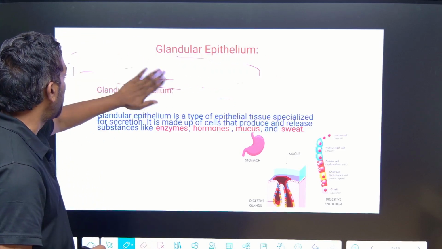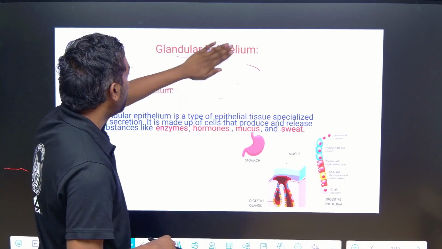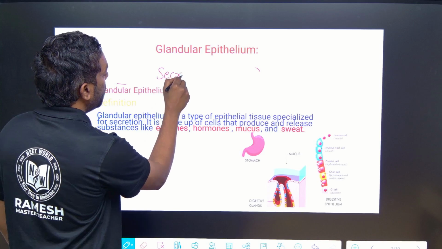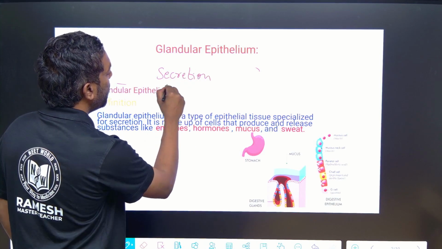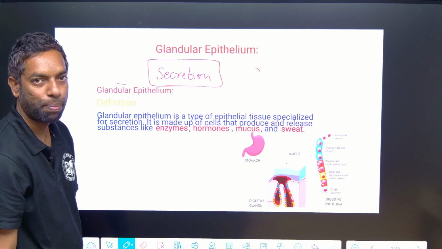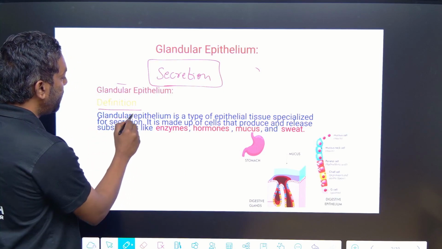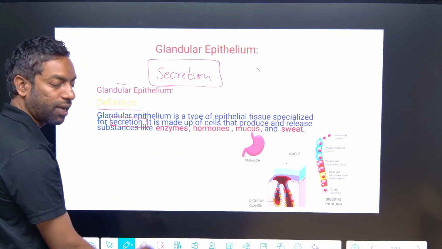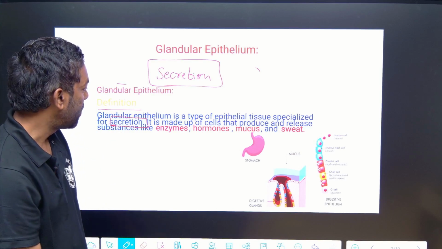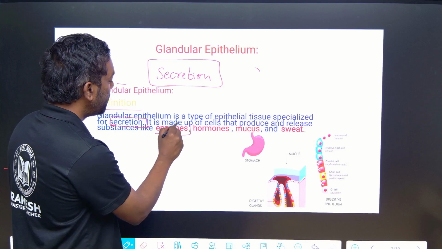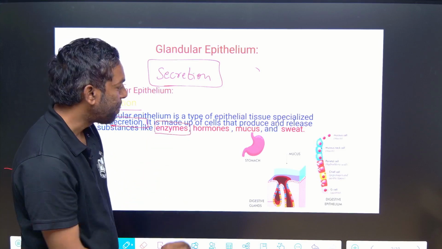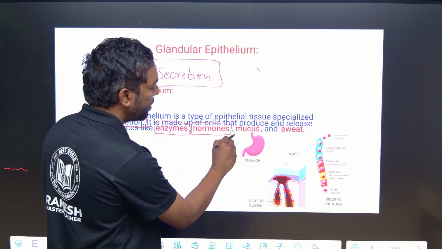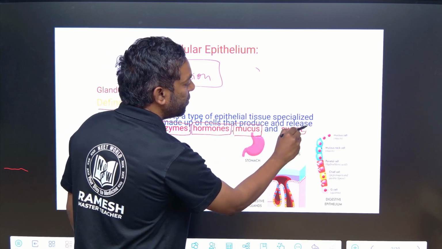Among these, the function of the glandular epithelial tissue is mainly secretion. This is the main definition of this tissue: what they can secrete. They can secrete enzymes, hormones, mucus and sweat.